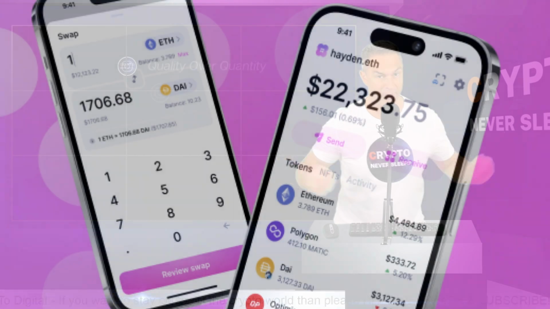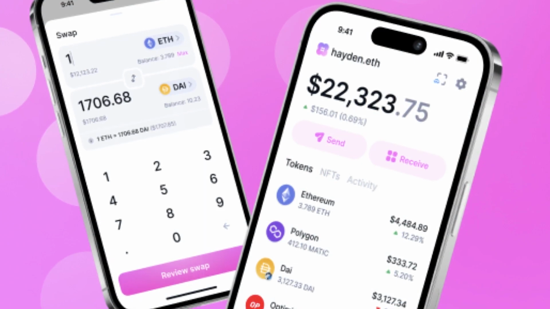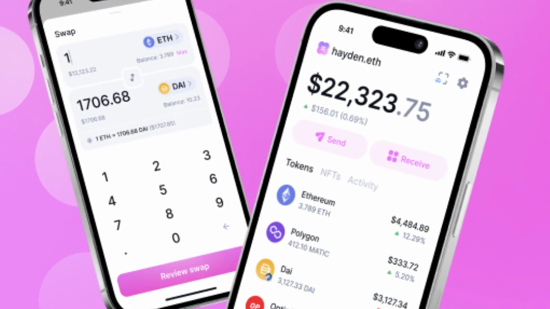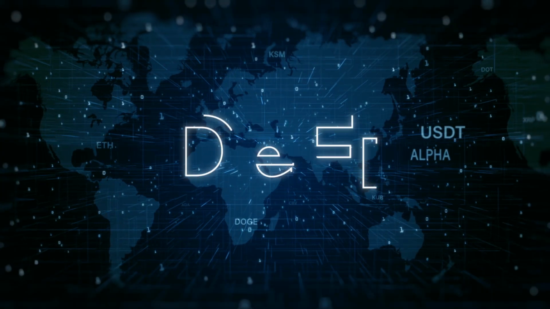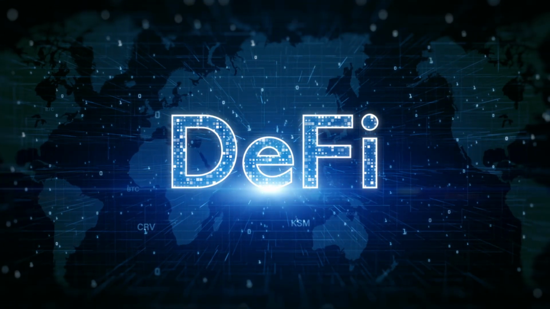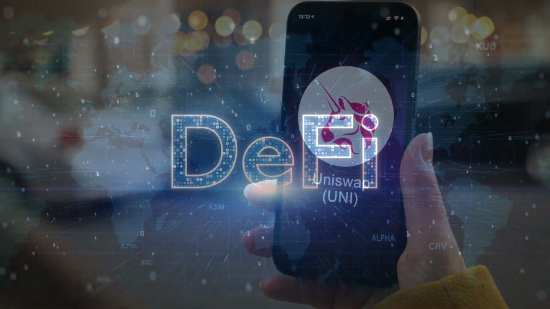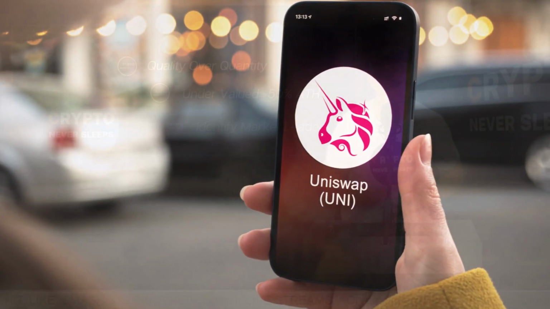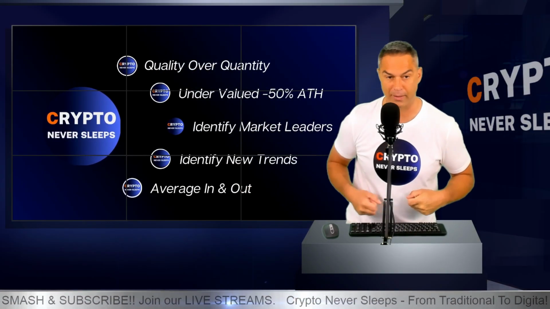And even more news, DeFi exchange Uniswap has just launched a mobile wallet. So Uniswap launched a mobile wallet application to promote, obviously, wider DeFi wallet adoption and support on-the-go trading. So you can trade from the bus or when you're having dinner with Grandma Betty.